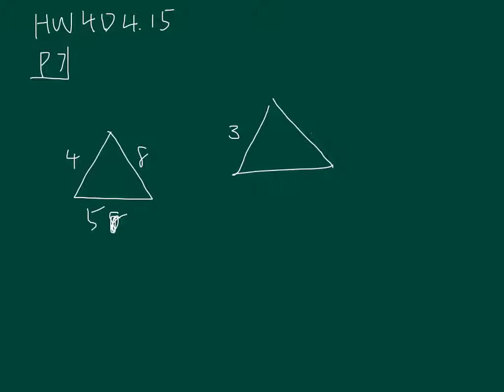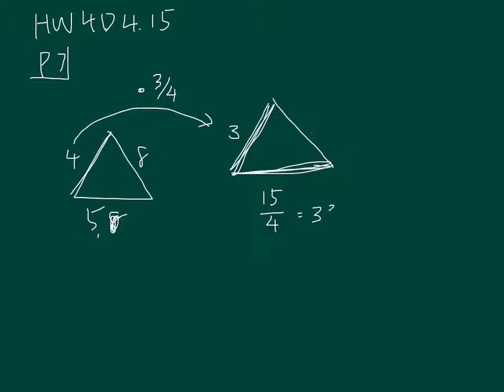If 3 corresponds to 4, then the scale factor will be 3 over 4, right? Because 4 times 3 divided by 4 is 3. So you have the rule, and you do that for the other sides. So 5 times 3 divided by 4 is 15 over 4, which is about 3 3/4. And then you do the same thing for 8: 8 times 3 divided by 4 is 24 divided by 4, so that should be 6.